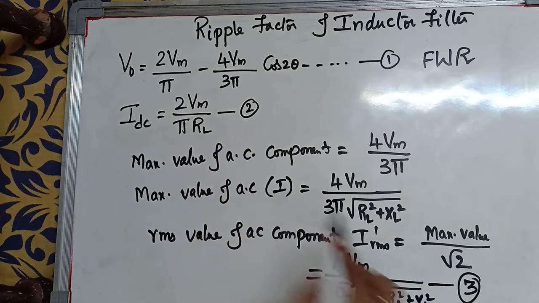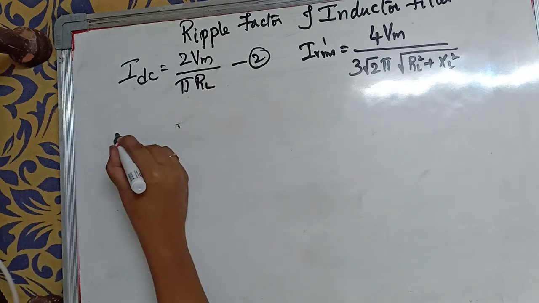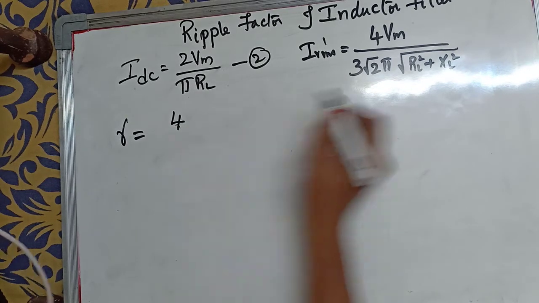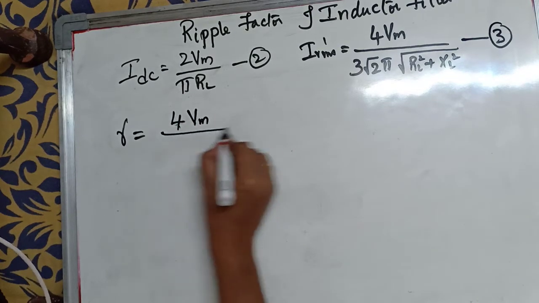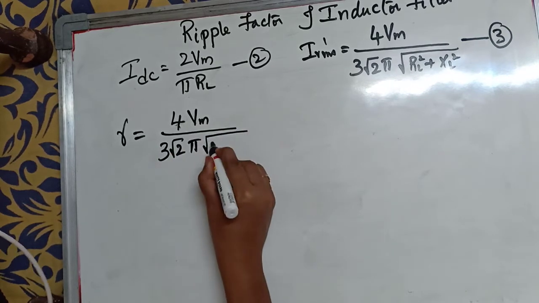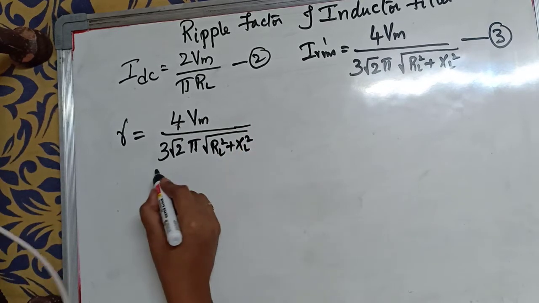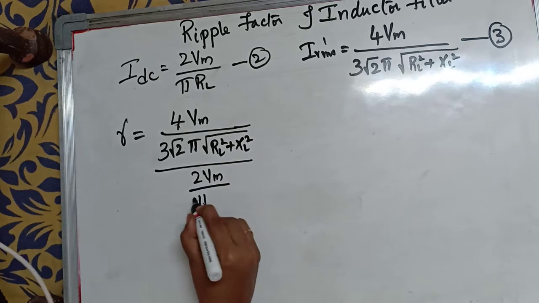Now if we substitute equation 2 and equation 3 in the formula for ripple factor, we will get the ripple factor of inductor filter. Now here we have IDC and RMS value, so therefore ripple factor is given by the ratio of RMS value, that is, we substitute our equation 3, the RMS value of AC component, which is 4 Vm by 3 root 2 into pi into under root of RL square plus XL square, divided by the DC component, which is 2 Vm by pi RL.